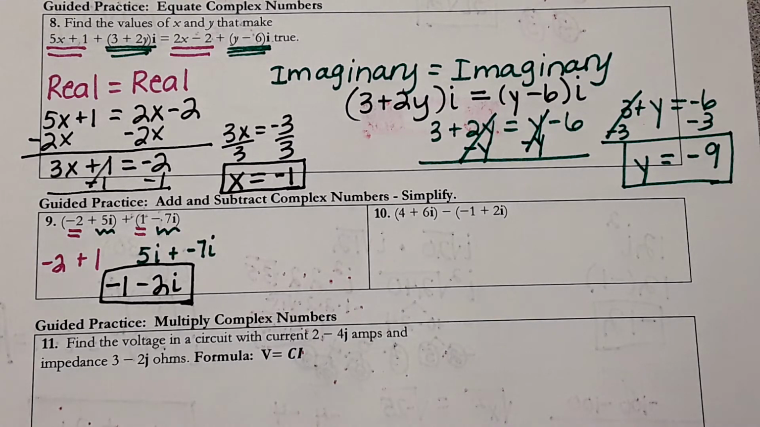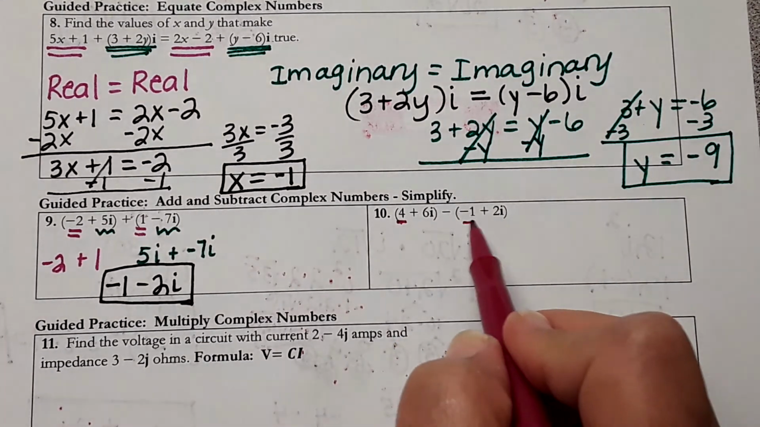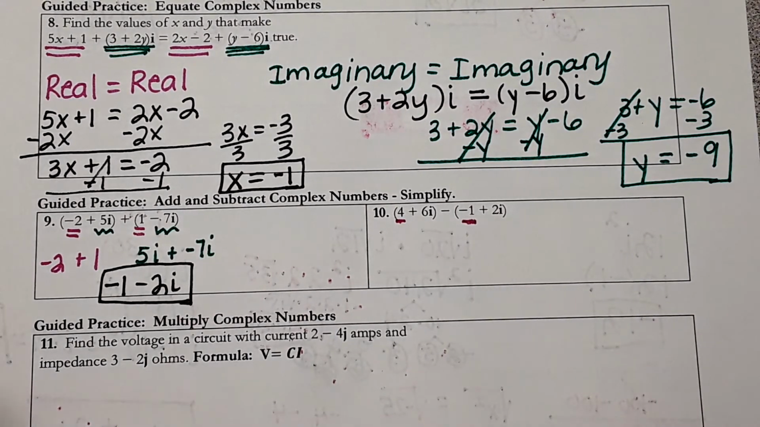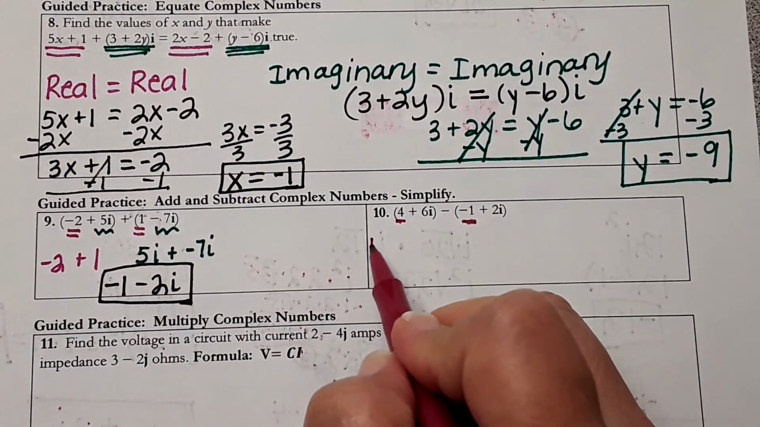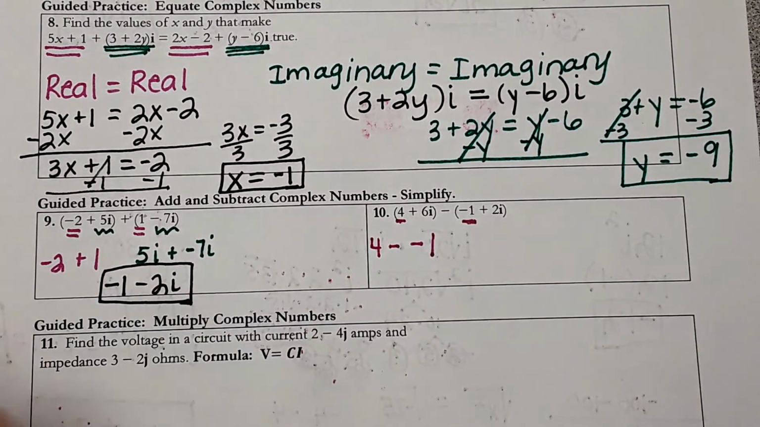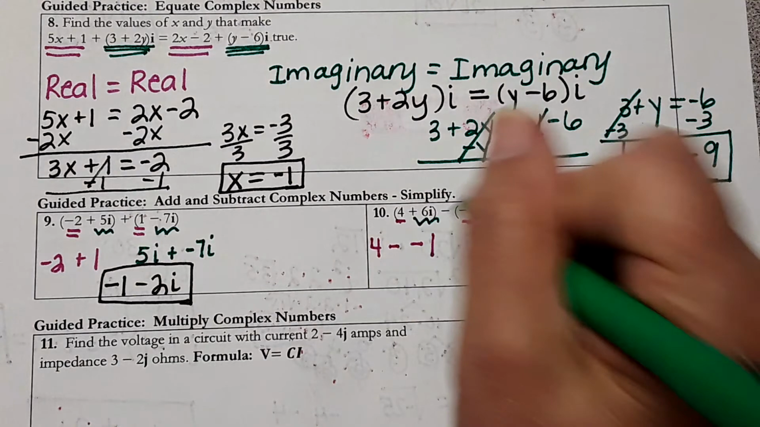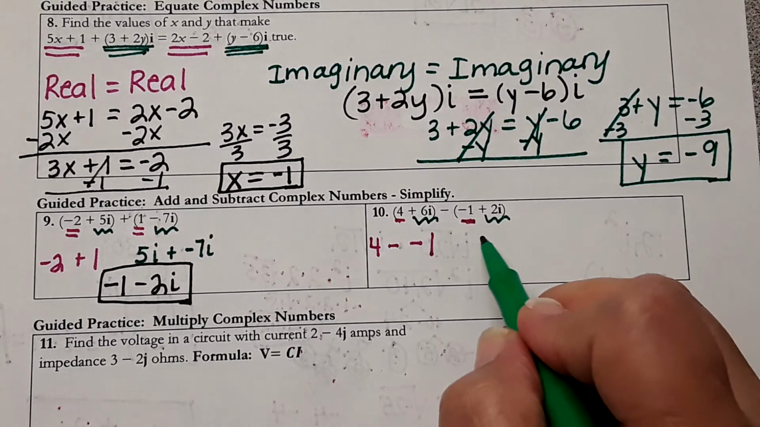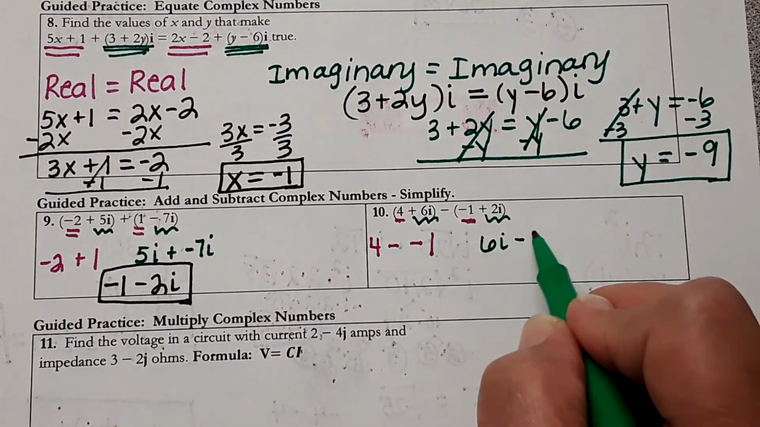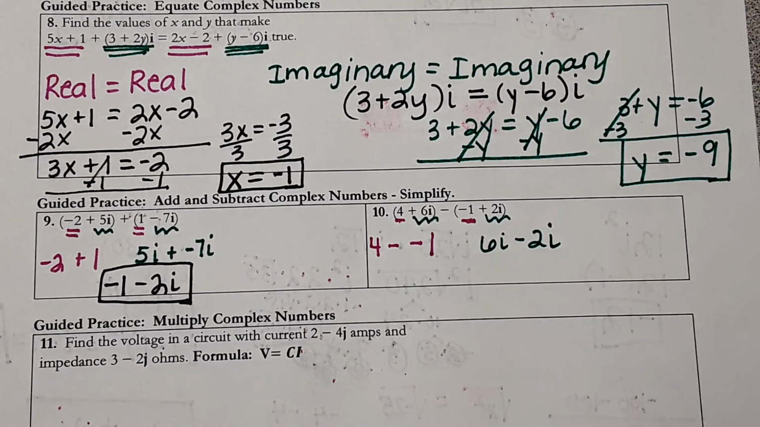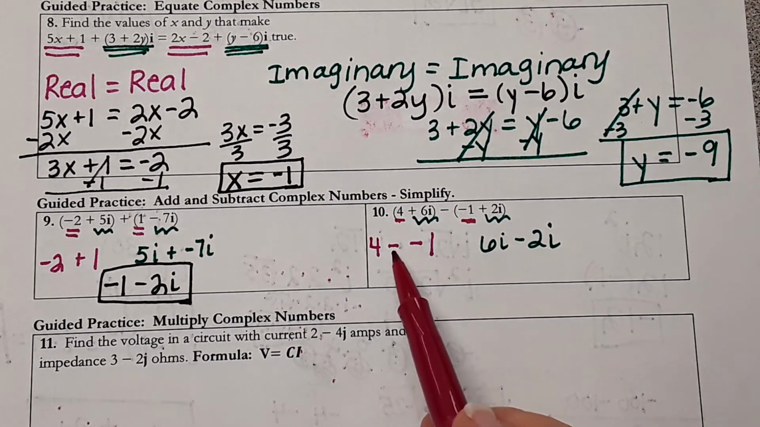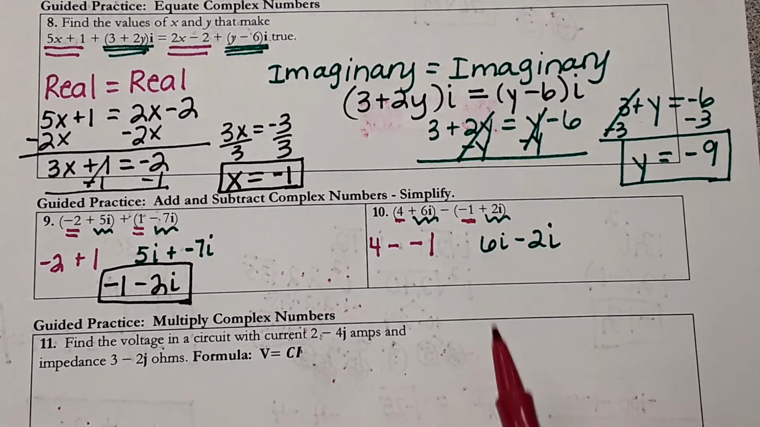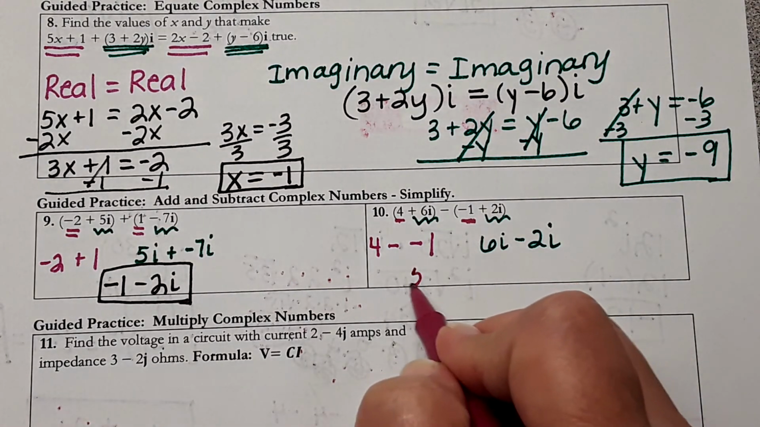Number 10. 4 and -1 are my reals, and there's a subtraction sign. So I'm going to write 4 minus -1. 6i and 2i are my imaginaries. So I'm going to do 6i minus 2i. So I have a real part, I have an imaginary part, and now I'm going to combine them. 4 plus -1 is 5.